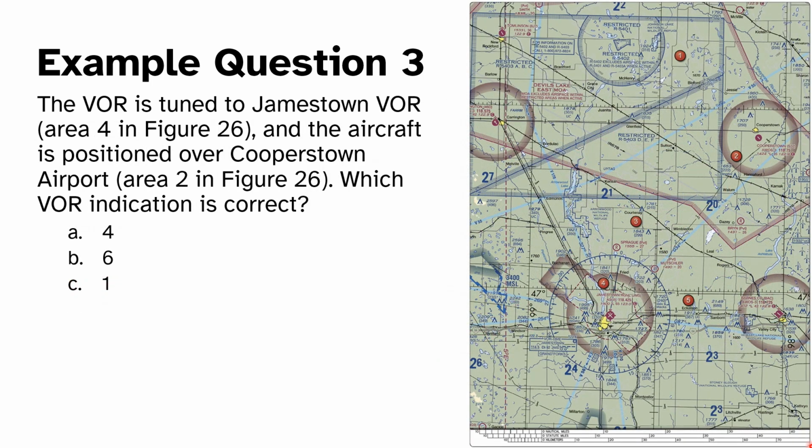Last one. This one really gets my goat. This one makes me want to do violence. I really hate this one because it's very picky. The VOR is tuned to the Jamestown VOR, which is Area 4 in Figure 26. The aircraft is positioned over the Cooperstown Airport, not the town of Cooperstown, the Cooperstown Airport, which is Area 2 in Figure 26. Which VOR indication is correct?